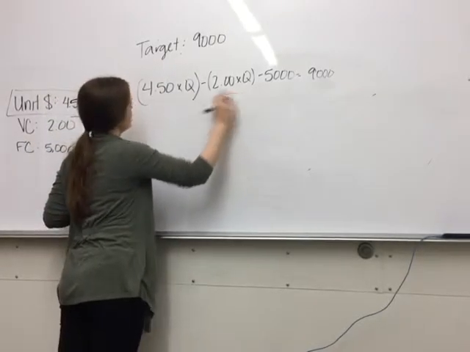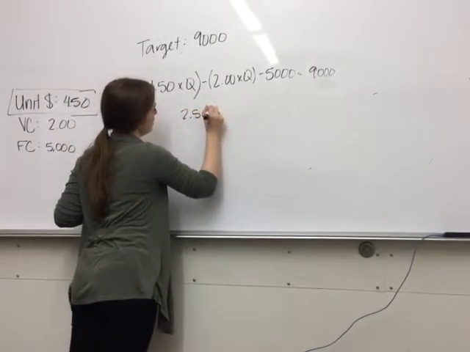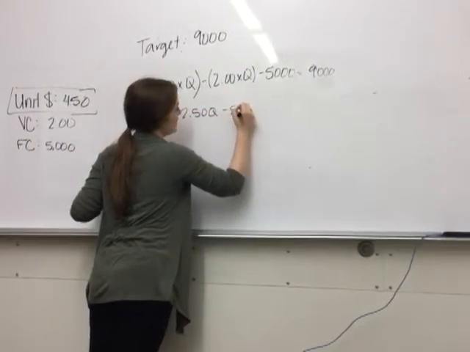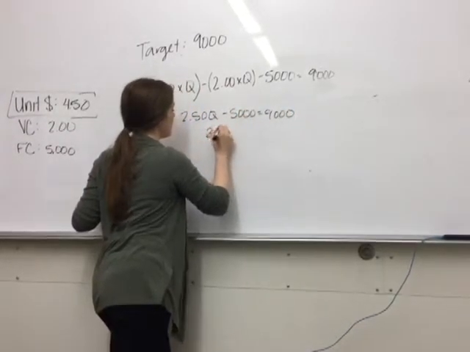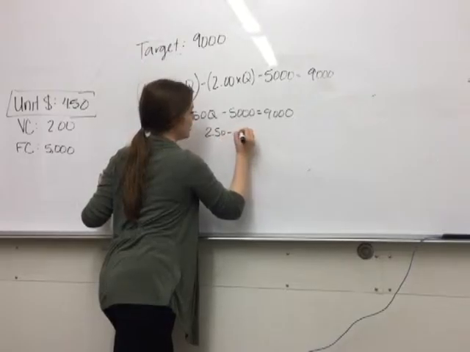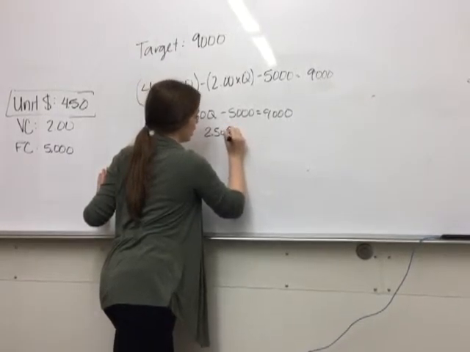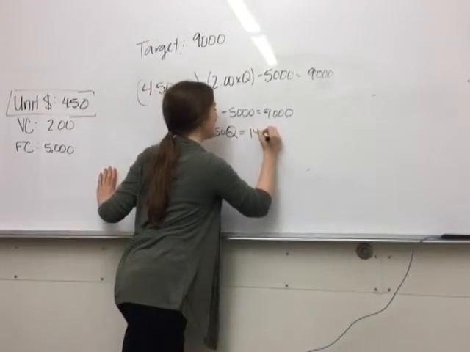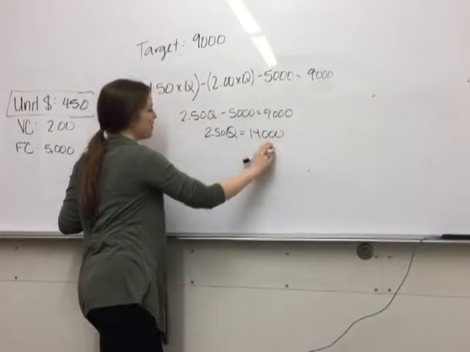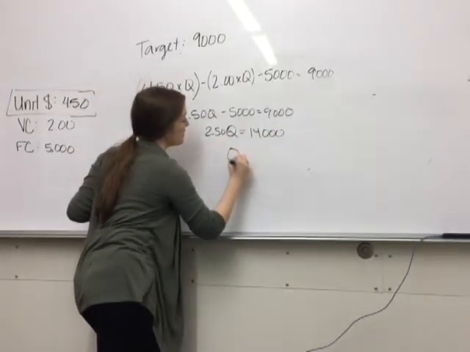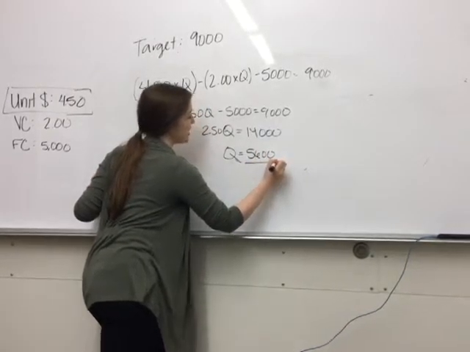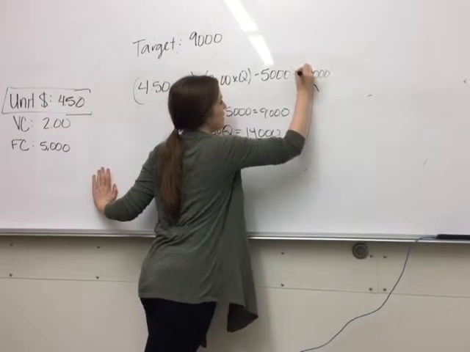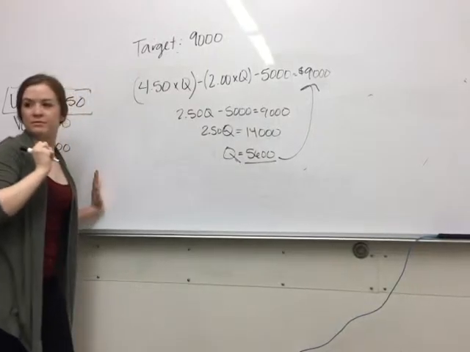And we want to figure out how much we have to sell to make $9,000. So that's, just combine these two, minus 5,000 equals 9,000. So 2.50 Q equals 14,000. And divide 14,000 by 2.50, you get 5,600. So we need to sell 5,600 units to make $9,000.